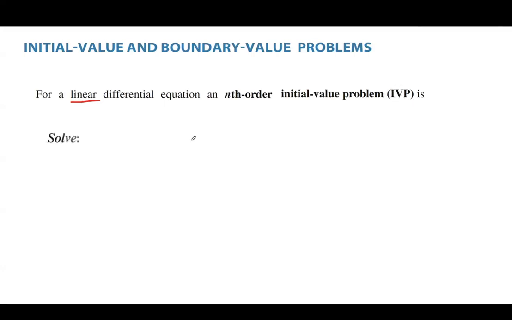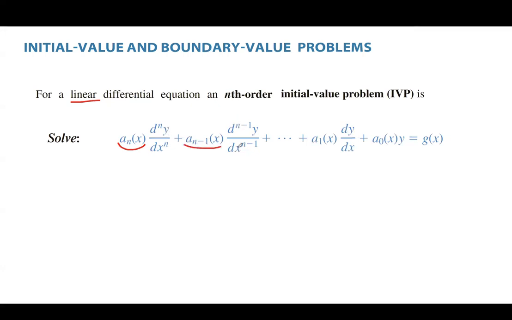following. First of all, you have the nth-order linear differential equation: a sub n of x times the nth derivative of y with respect to x, plus another expression in x times the (n minus 1)th derivative of y with respect to x, plus the rest of the terms, a sub 1 of x times y prime, plus a sub 0 of x times y, and on the right-hand side you have a function like g. It must satisfy the following conditions.